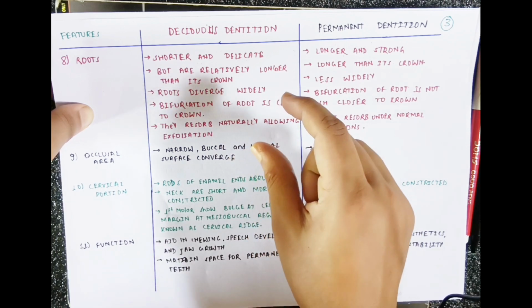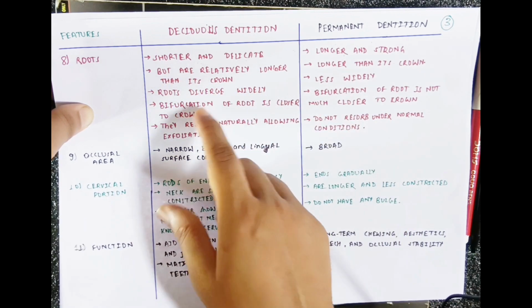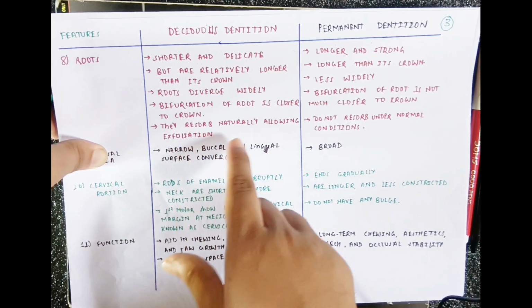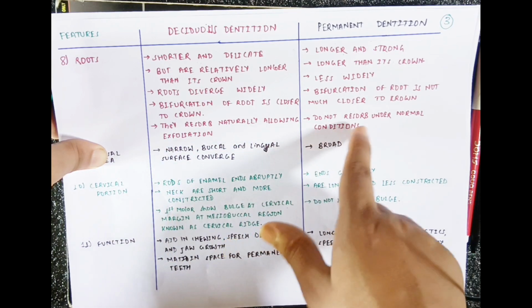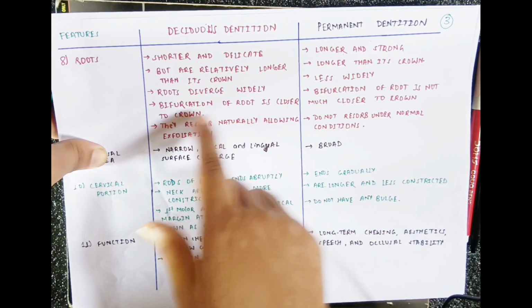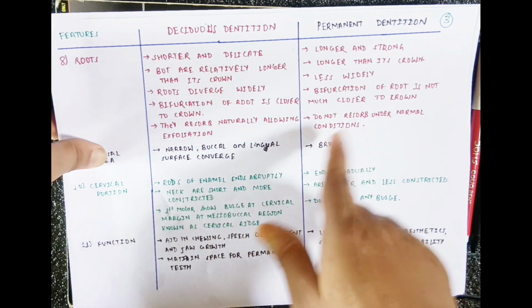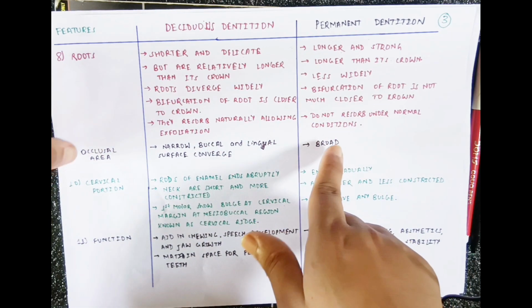This means that the trunk of the root is smaller in the deciduous dentition, but it is larger in the permanent dentition. Similarly, the roots resolve naturally, allowing exfoliation, but they do not resolve under normal conditions in the permanent dentition. So there is a physiological exfoliation, which is why it is also called deciduous dentition, but there is no exfoliation of any sort in the permanent dentition.